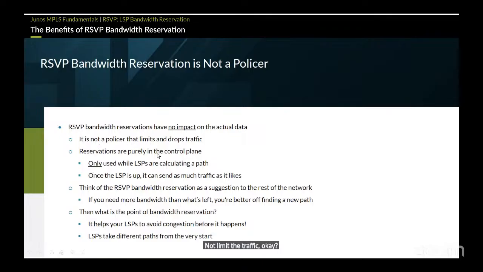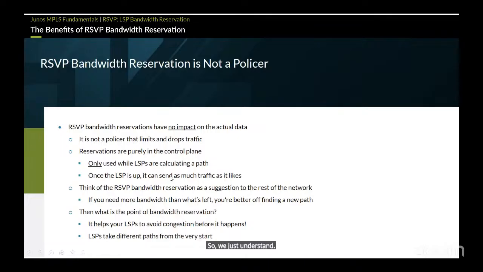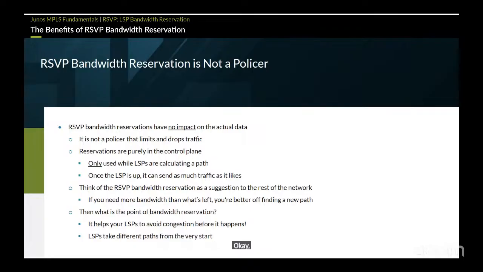Okay. Reservations are purely in the control plane, just controlling the LSP. Only used while LSPs are calculating a path. Once the LSP is up, it can send as much traffic as it likes. Think of the RSVP bandwidth reservation as a suggestion to the rest of the network. So we just need to understand what the RSVP bandwidth reservation is. It's not a bandwidth limiter, or a bandwidth policy. It will not drop any traffic. It's just for handling the MPLS control plane.